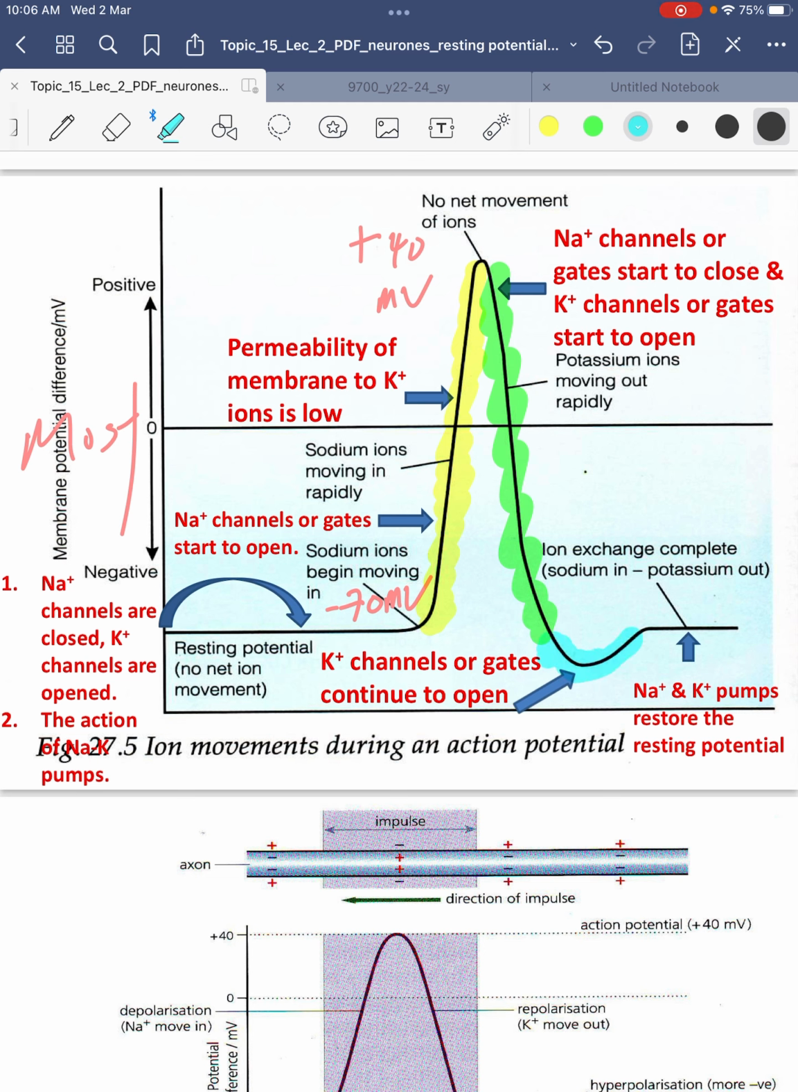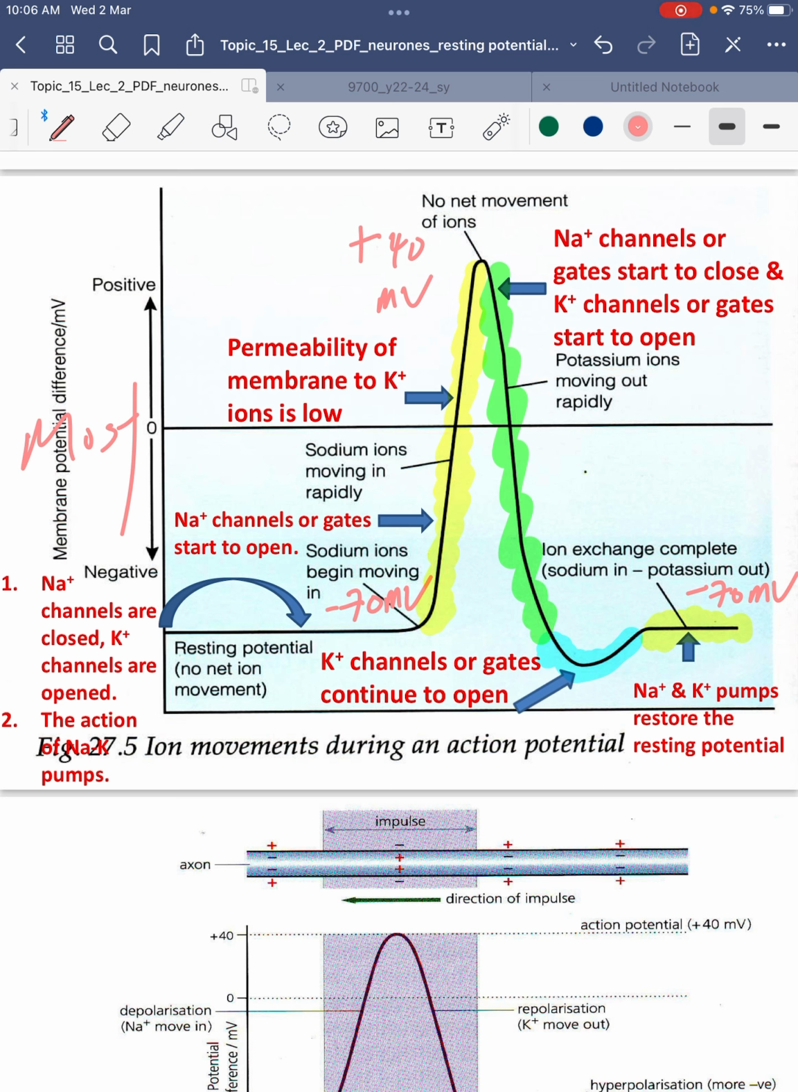And that is because potassium channels continue to open. It's late pressing the brake pedal, it's still open. And then how does it go back to this normal minus 70 millivolt? Okay, so this is already the normal resting potential, and that is because of the action of the sodium potassium pump.